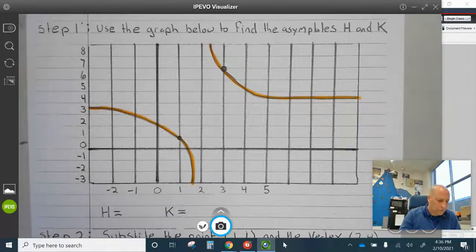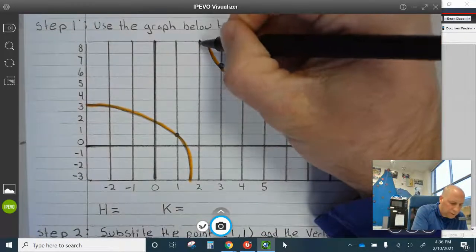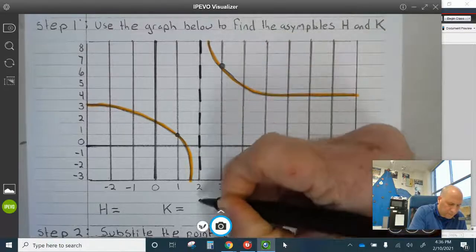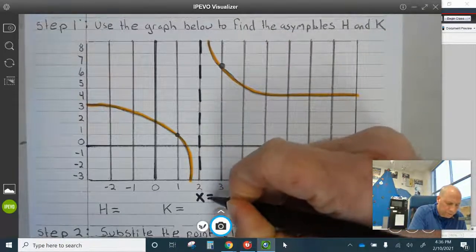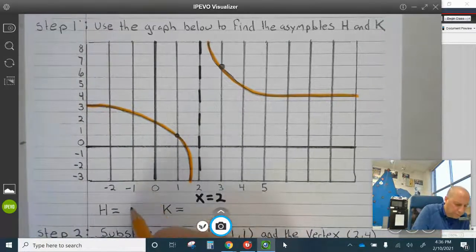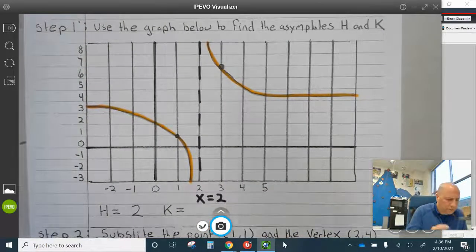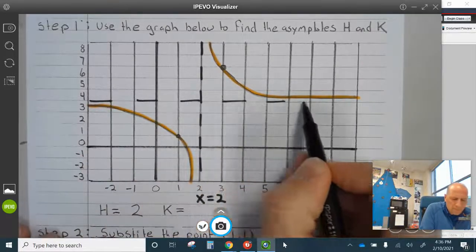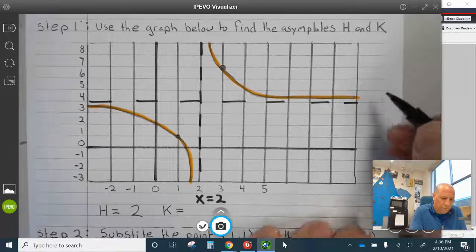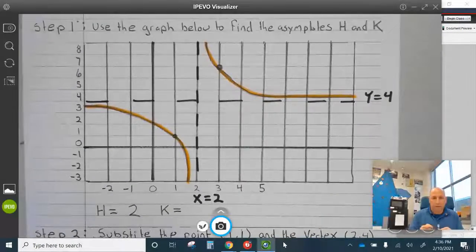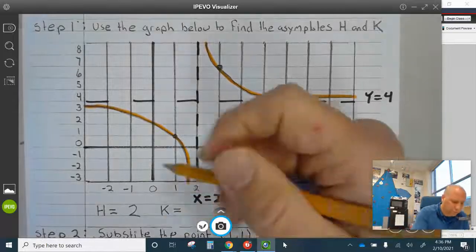So it looks right here, we have our h value because x equals 2. So there's your h equals 2. And your k value looks like it's right here, which is y equals 4. Okay, so your k value is 4.